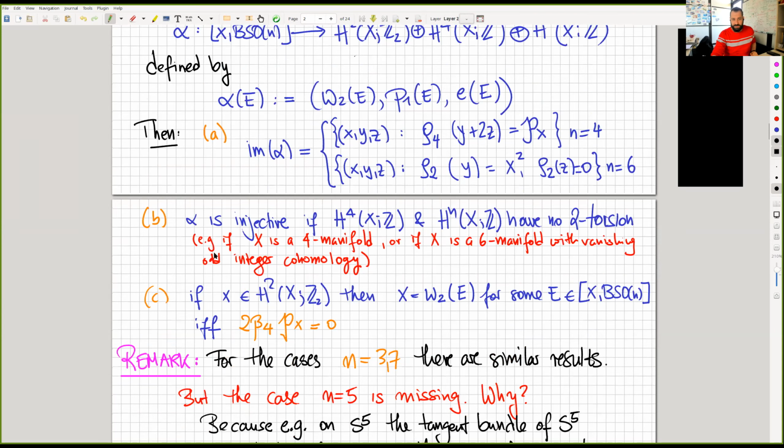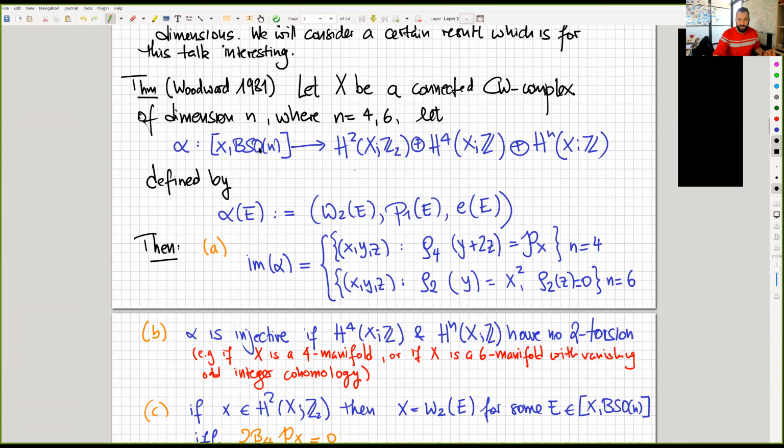But you can also say something about injectivity, and this is part B. He says that alpha is injective if H4 and Hn have no two torsion. For example, if you take X as a 4 manifold, H4 has never two torsion. It's always Z if you take an oriented manifold. So I would say here that X is an oriented manifold. Or if you take X as an oriented 6 manifold with vanishing integer cohomology and compact, then also both of these conditions are fulfilled. They have no two torsion. In that case, alpha is an injection, and then you have a bijection from here into its image.